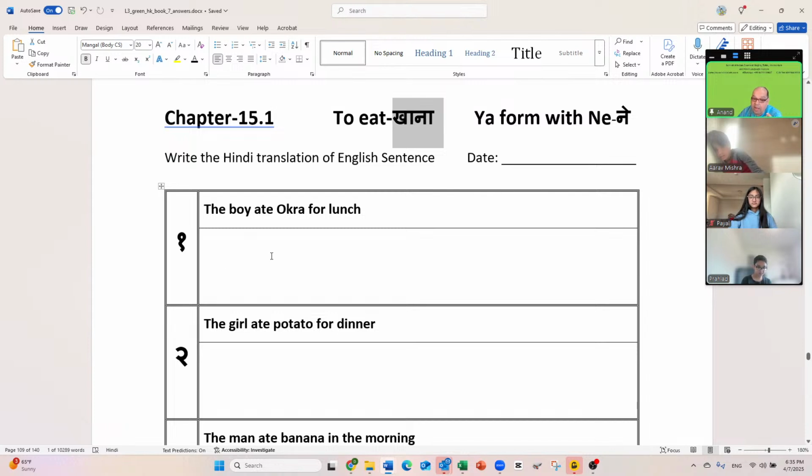Ladke ne lunch par okra khaya hai. Okay, Ara, what is the Hindi word for okra? Bhindi. So now give me the sentence. लड़के ने लंच पर भिंडी खाया. Payal, is that right? लड़के ने लंच पर भिंडी खाया है. Can you repeat the sentence? लड़के ने लंच पर भिंडी खाया है.